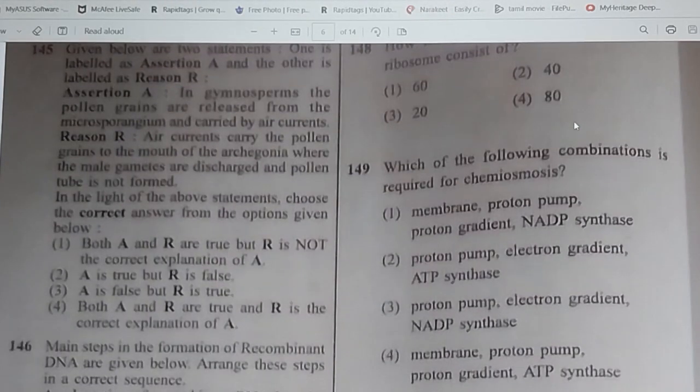145. In gymnosperms, the pollen grains are released from the microsporangium and carried by air currents, which is correct. Air currents carry the pollen grains to the mouth of the archegonia where the male gametes are discharged, and the pollen tube is not formed. So the answer is 2. A is true but R is false.